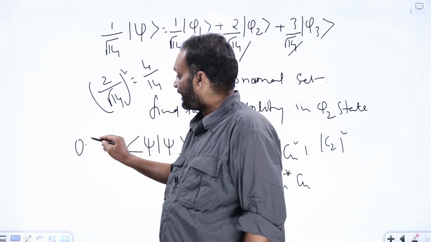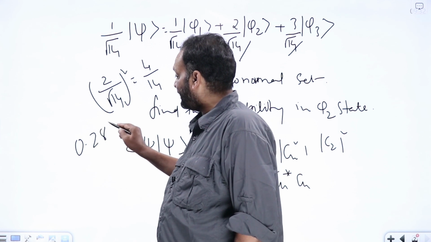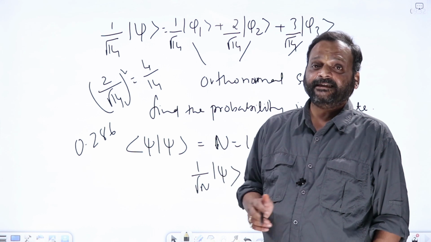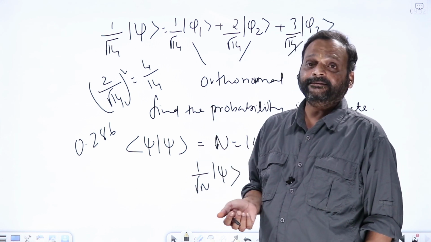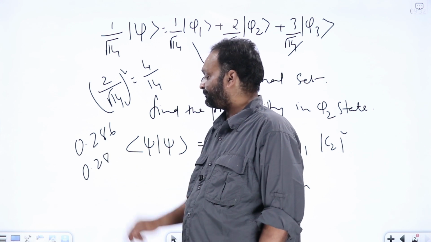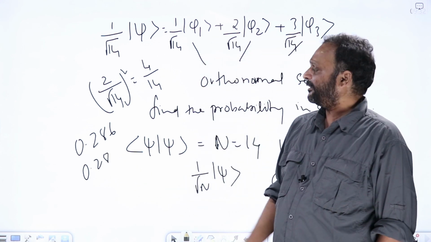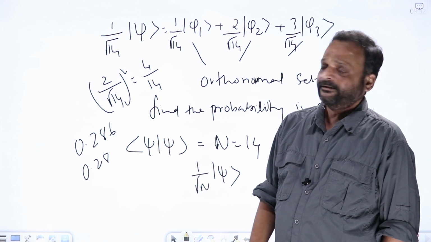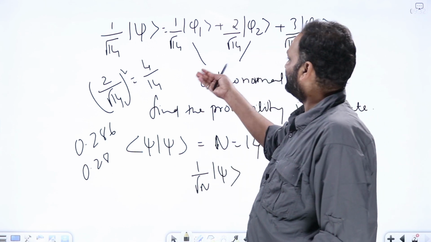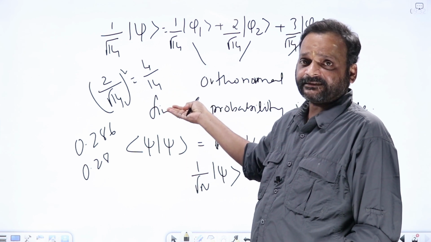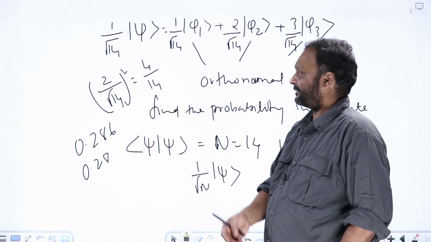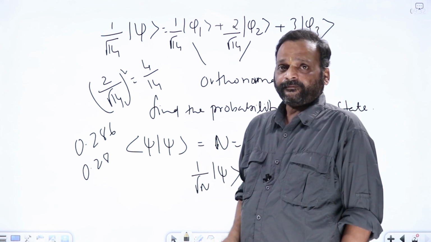0.286. He's asking up to 2 decimals. This is a 2 marks question. Up to 2 decimals means the answer is 0.28 or 0.29, anything you can put. Both will be acceptable. Right? So this is a simple, straightforward question for 2 marks which came in the GATE exam just 3-4 years back. Okay, right? Thank you.